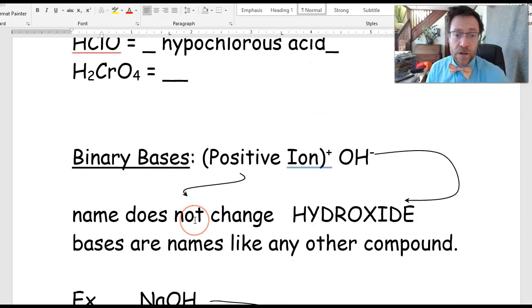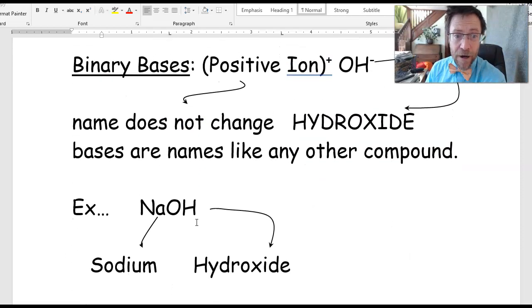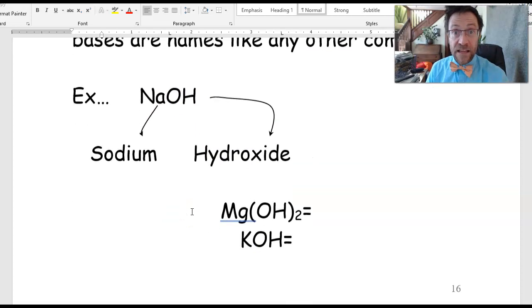The very last thing that we're going to do now is naming bases, and this is so hard. You're never going to be able to do it because here's basically what we do. You say the name of the positive ion, and then you say hydroxide. So if it's sodium bonded to hydroxide, you say sodium hydroxide. That's all. You just say the first thing, and then you say hydroxide.